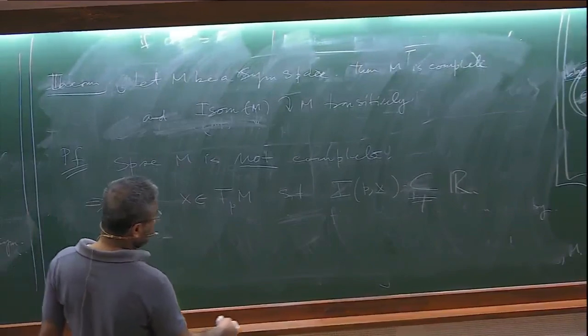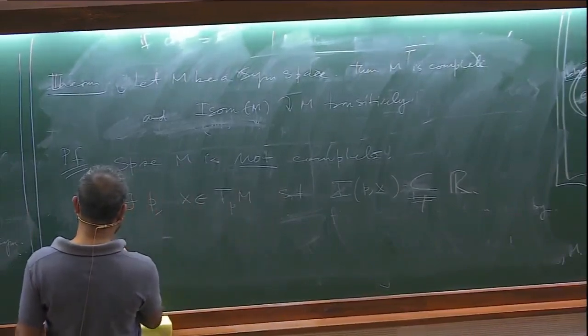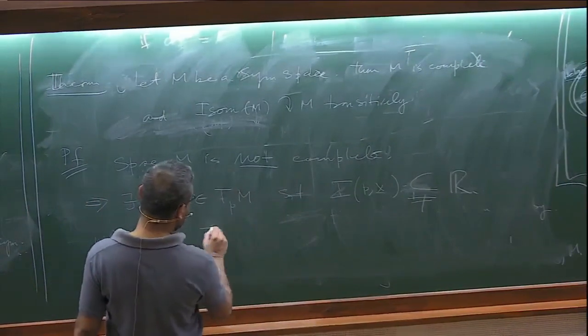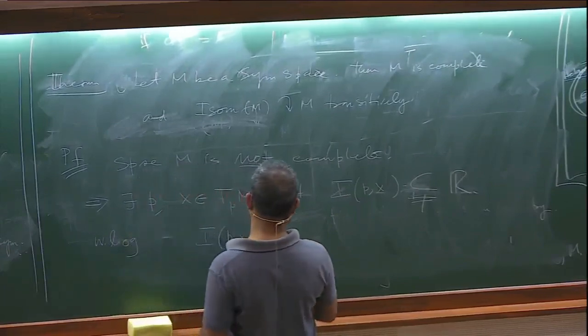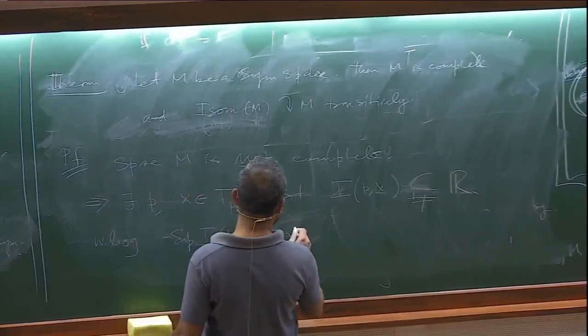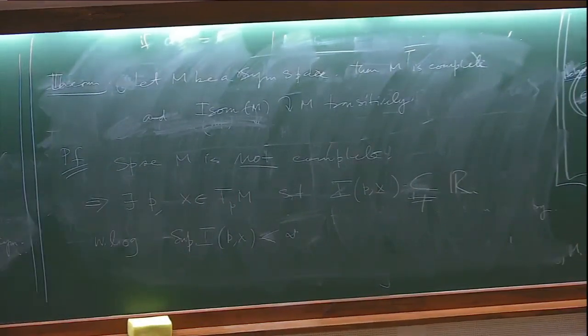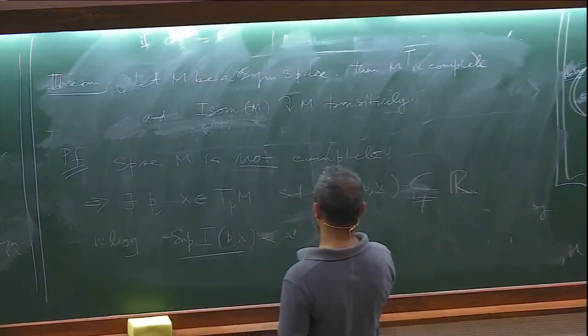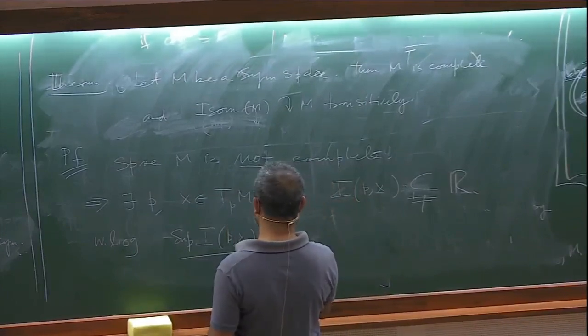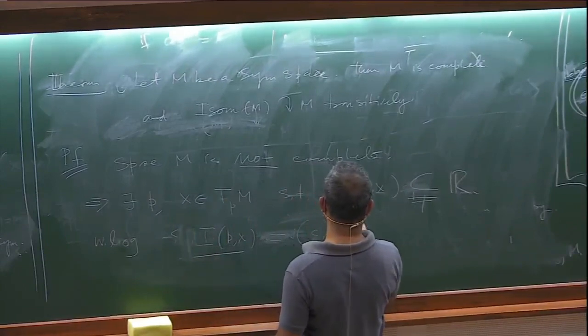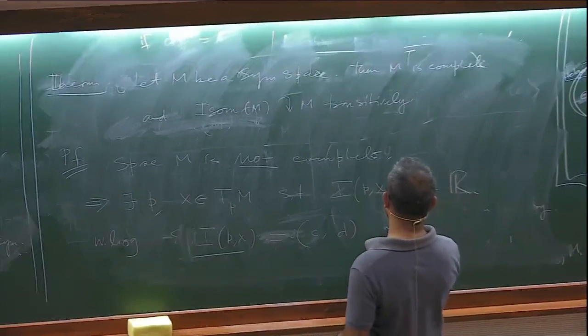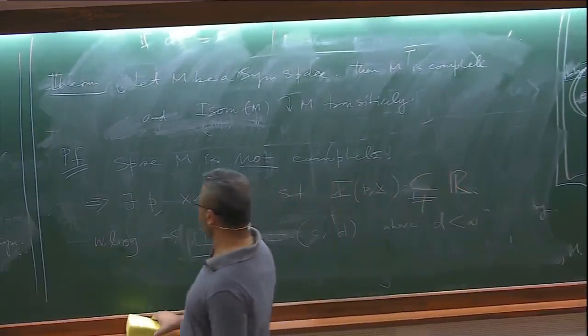So what does that mean? Without loss of generality, I can assume that the supremum of I_PX is less than infinity, the right hand side. Either the supremum is finite or the infimum is finite, or both. If the infimum is finite, I will take minus X, and for minus X the interval is just going to flip. So I_PX is basically an interval of the form (c, d), where c can be minus infinity and d is less than infinity.